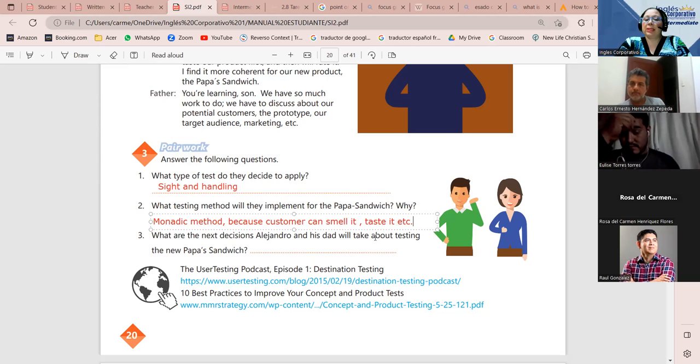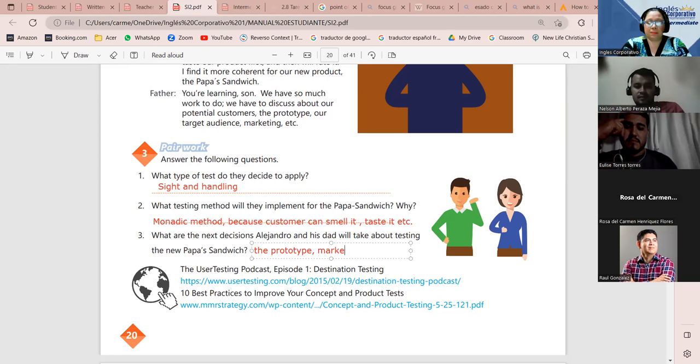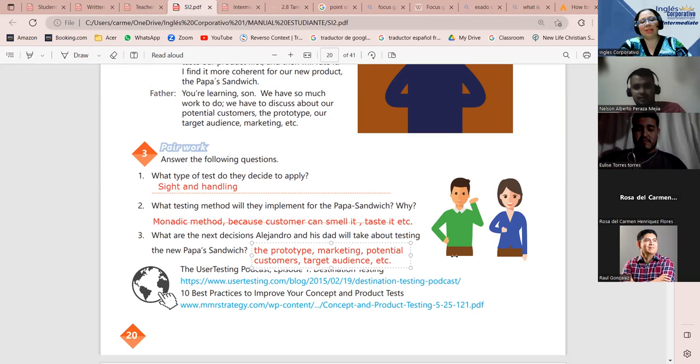What are the next decisions, Alejandro, that they'll take about testing the new puppy sandwich? They have a lot of work. What do they have to discuss? What do they have to decide on? They need to test the prototype, and marketing. They need to discuss the potential customers, the target audience, marketing. Aquí lo pusimos. Etcétera. El etcétera, ese lo tienen que discutir más, ¿verdad?